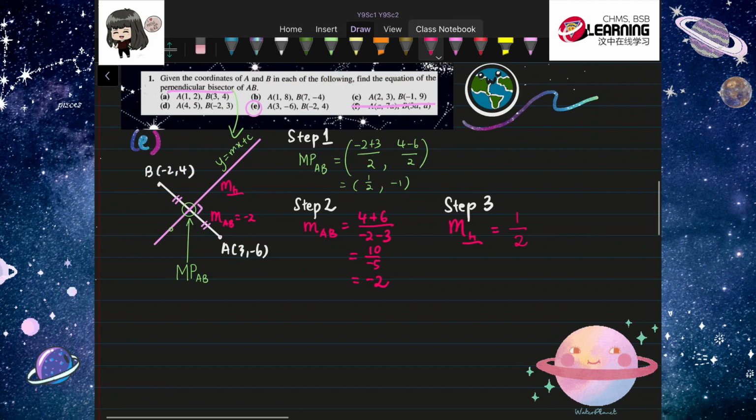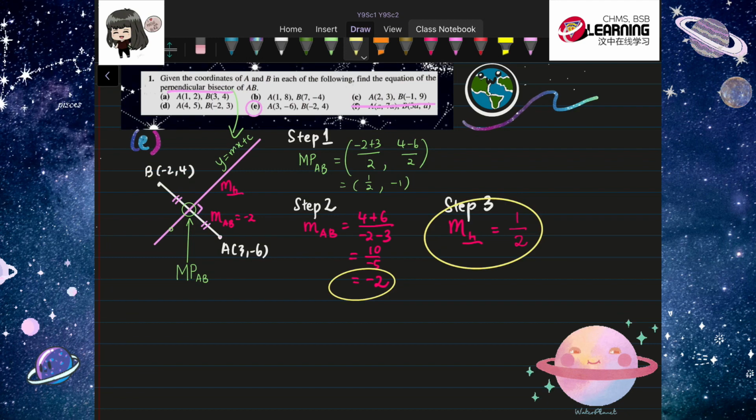Okay, or you can use M1 times M2 equals negative 1 also can. So after step 3, what you need is the important one, which is your gradient. Not this gradient AB, gradient of this. Why? Because we are not using gradient negative 2, because gradient of negative 2 is the line of AB. Why do we need the gradient of AB if we are not finding the equation of AB, right? We are finding the equation of this. But then the gradient is not negative 2. It's not. Okay, so we don't use negative 2.